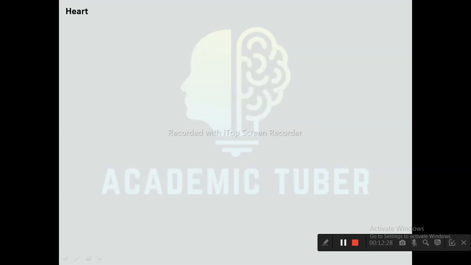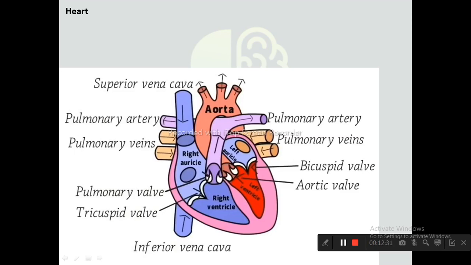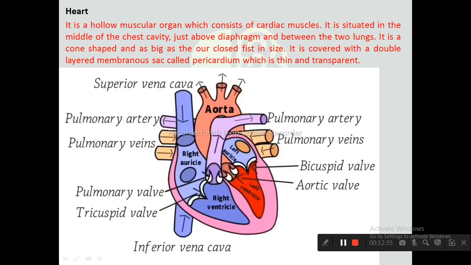Now we are going to discuss the heart. Here is a diagram showing the internal structure of the heart. The heart is a hollow muscular organ which consists of cardiac muscles, and it is situated in the middle of the chest cavity just above the diaphragm and between the two lungs. It is cone shaped and as big as a closed fist in size.